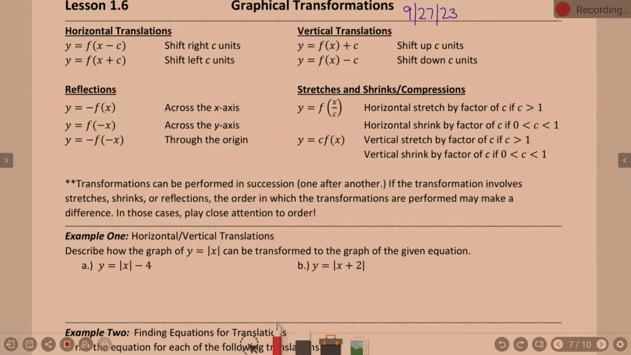Reflections. Okay. And I would say reflections, the translation should be the easier part. Reflections take a little bit of work. Vertical stretch and compression a little bit easier. Horizontal we haven't really worked with. So, okay, lesson 1.6 is graphical transformations.